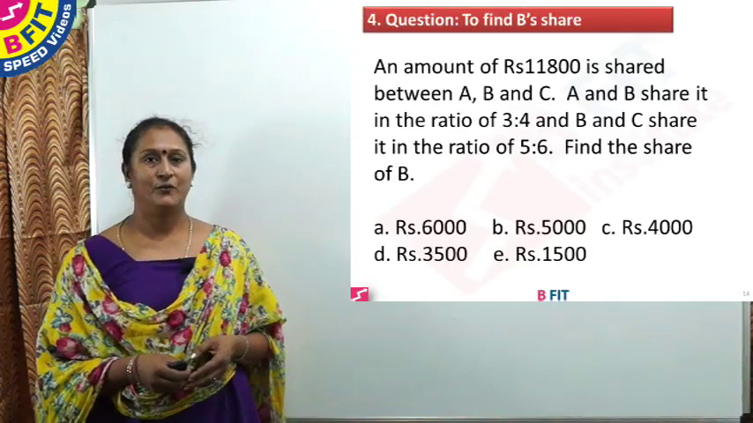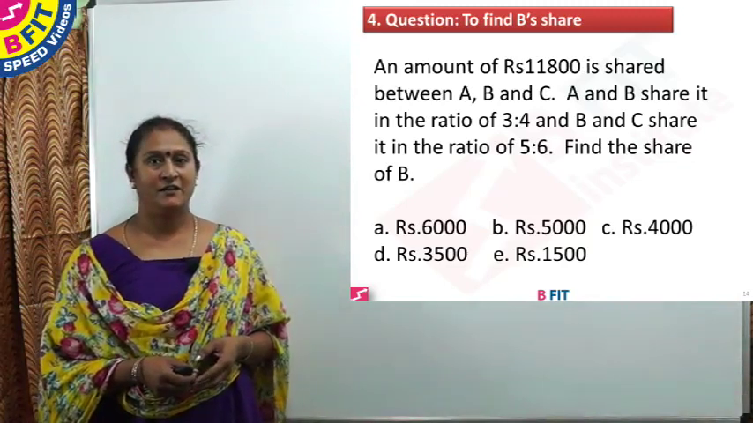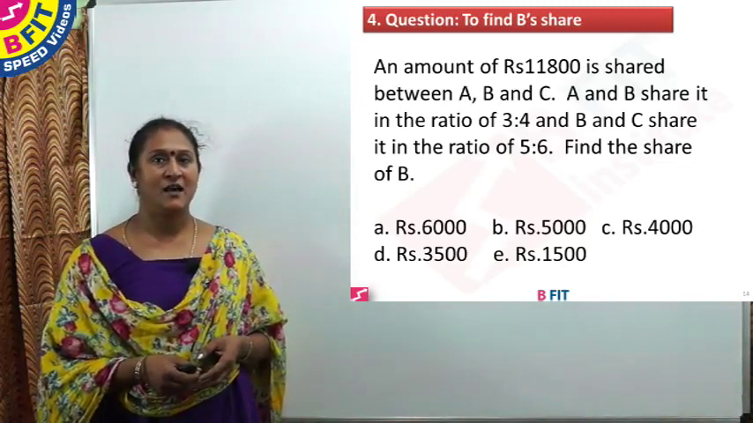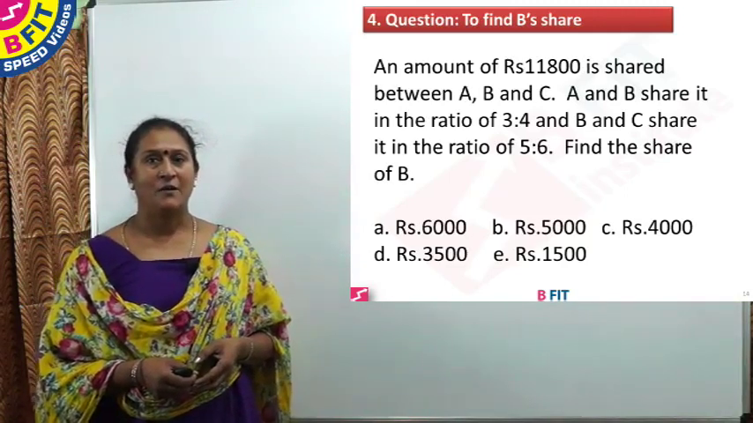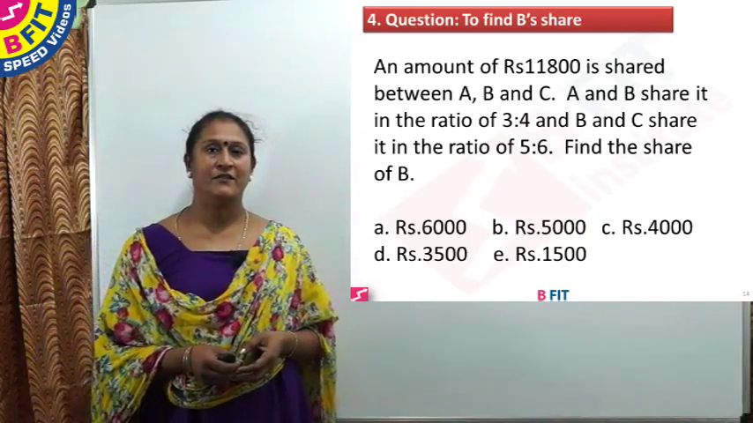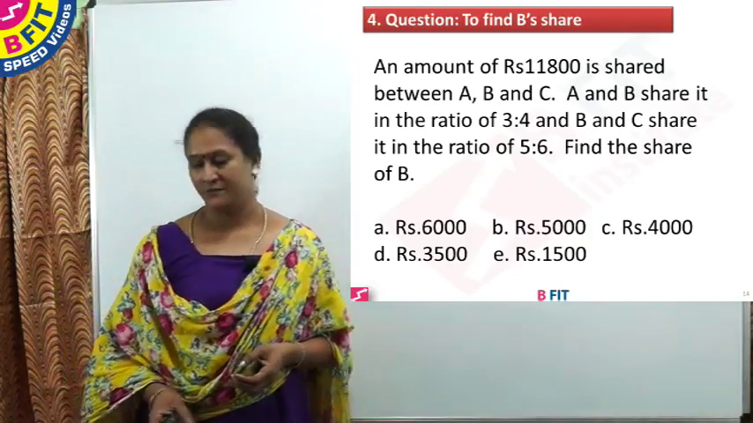So question number 4. An amount of rupees 11,800 is shared between A, B and C. A and B share it in the ratio 3:4 and B and C share it in the ratio 5:6. Find the share of B. So we'll see the working. The amount shared between A and B is given and the amount shared between B and C is given. Now we have to combine this into a single ratio to find the share of A, B or C.